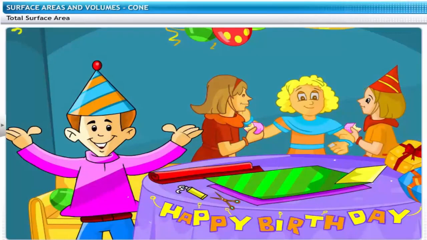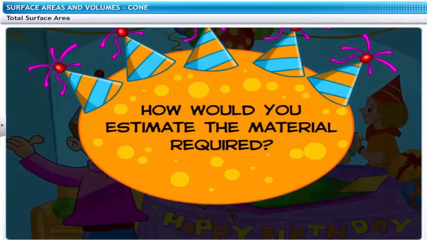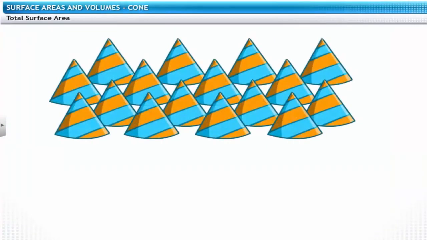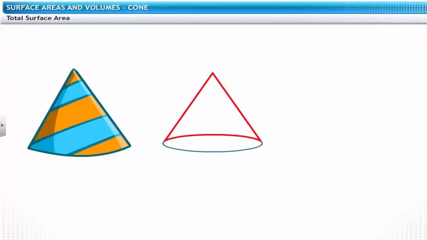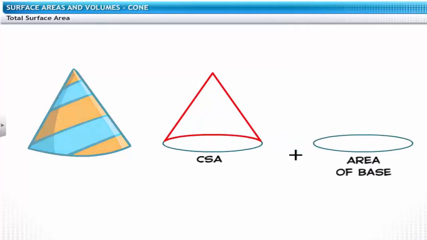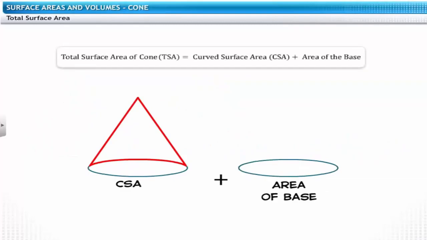Okay, here's the situation. You have to make around 100 conical shaped caps for a party. How would you estimate the material required? If you know the area of one conical cap, you will be able to find the area of the rest. The total area of a cone comprises the curved surface area, called CSA, and the area of its circular base. This is called the total surface area, or TSA, of the cone. However, to find the area of the cap, you need to calculate only the CSA. Let's see how.